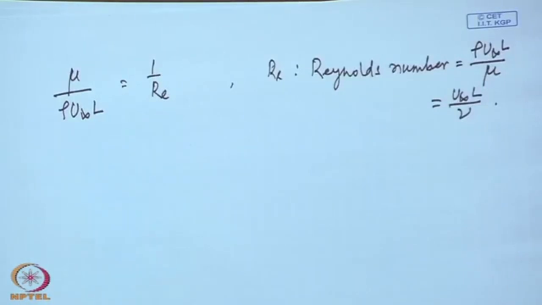Now, immediately we get that when Reynolds number is very large, you can see that the viscous terms will become very small. So, in a situation where Reynolds number is very large, we will be able to neglect the viscous term totally, because the viscous stresses will be very small and viscous forces are negligible compared to the other forces. And you see that is the situation almost in entire aerodynamics.